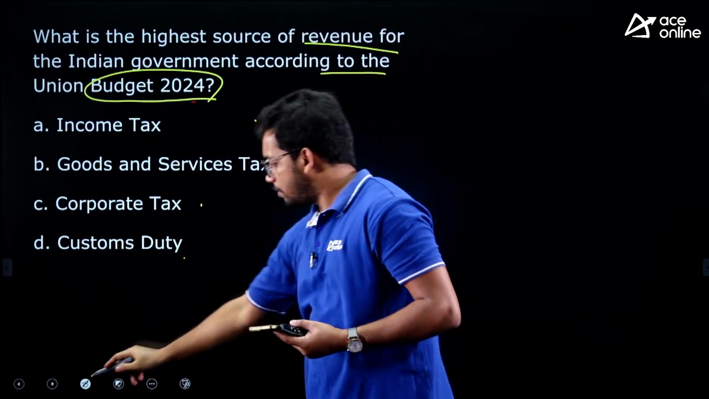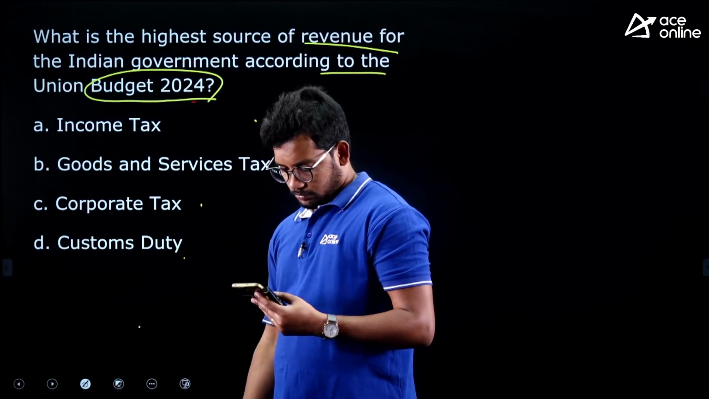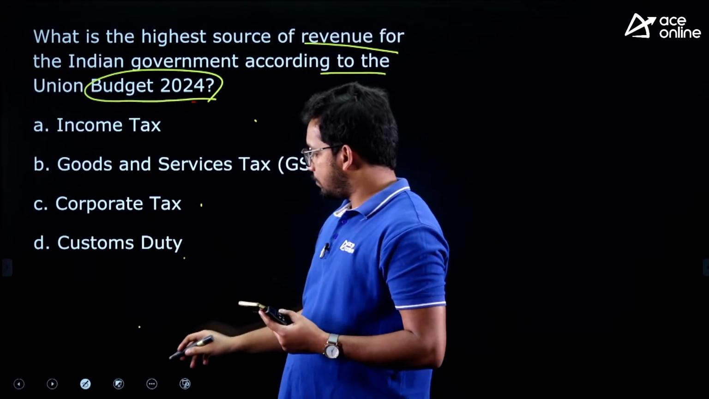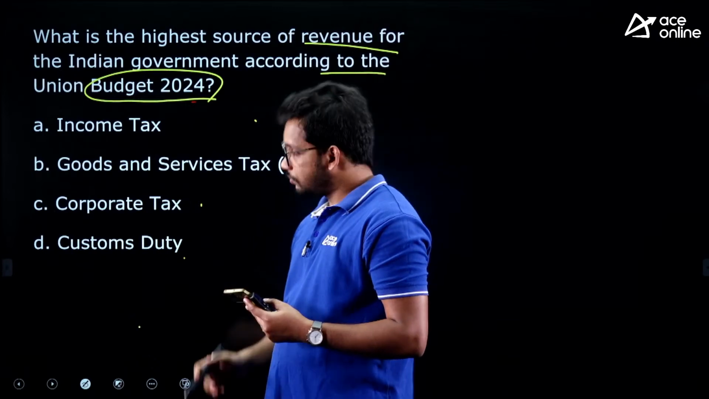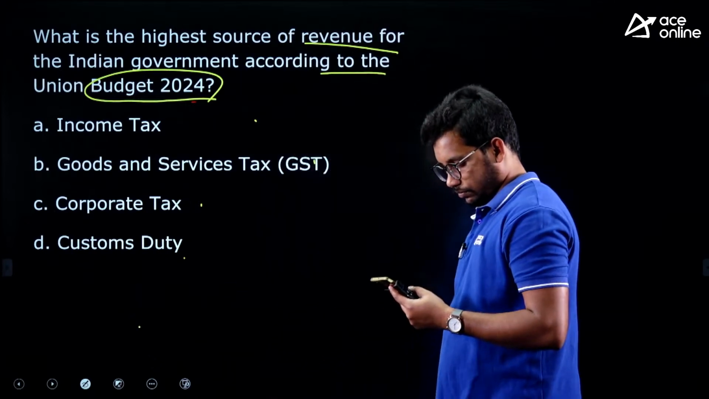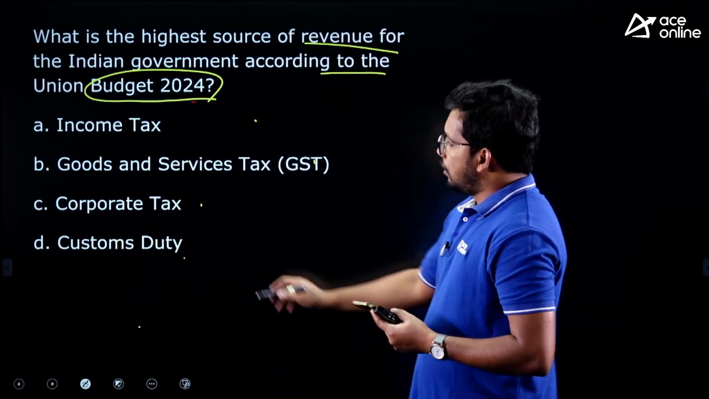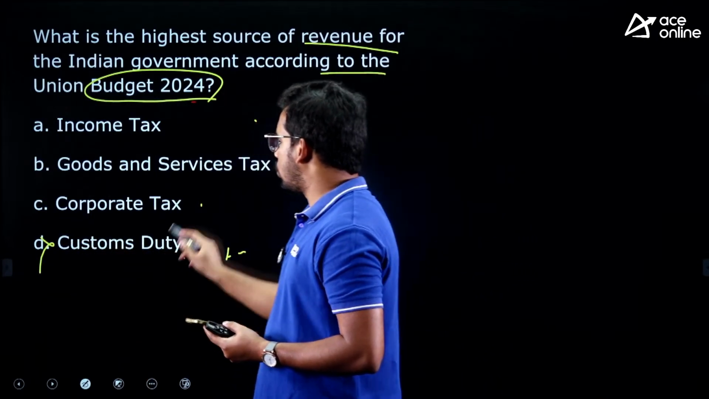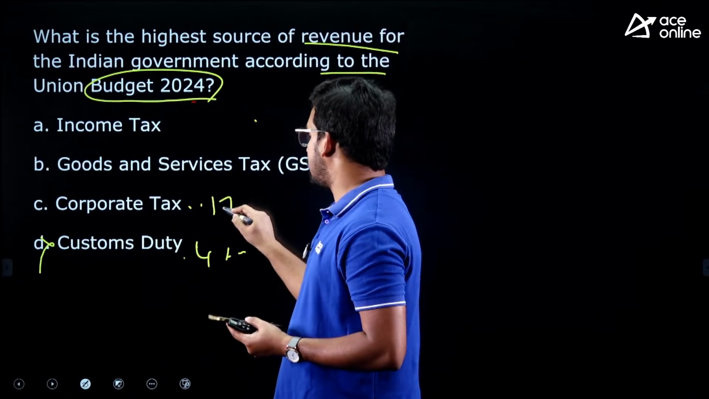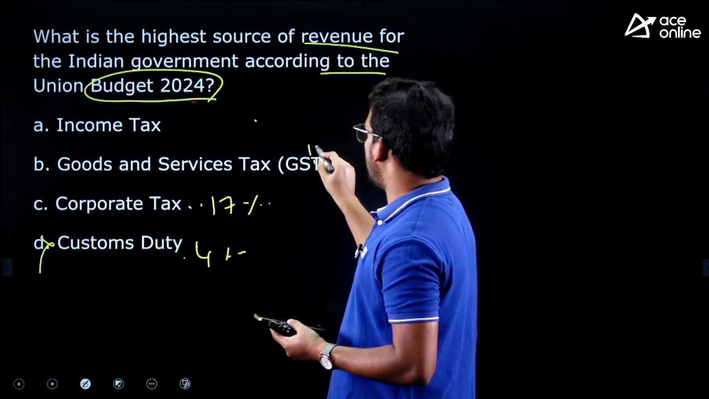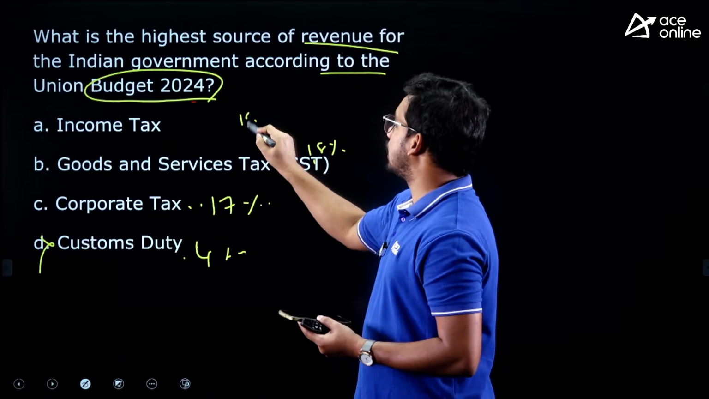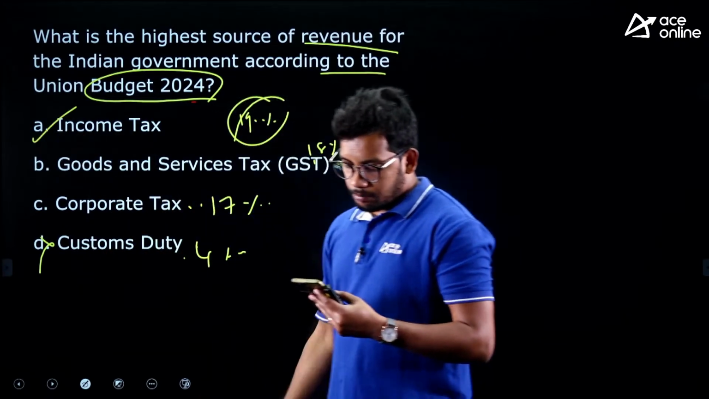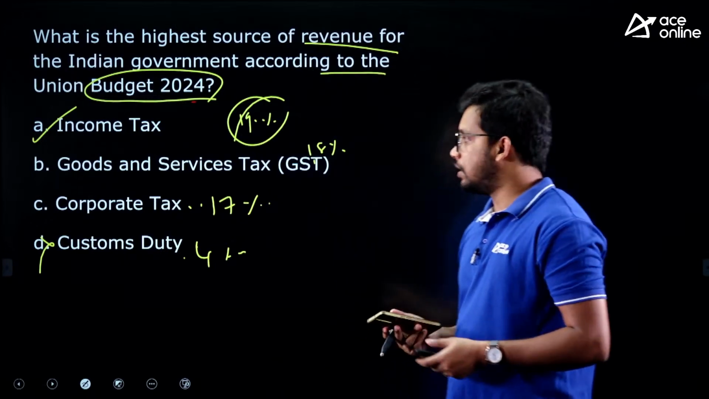Now tell me. We have just seen. Please do answer. Is it customs duties? No, it is just 4%. So this can be eliminated. Corporate tax, yes, you may be confused, it is 17%. GST 18%. Income tax 19%. So the answer is A, income tax. So we have just discussed it.